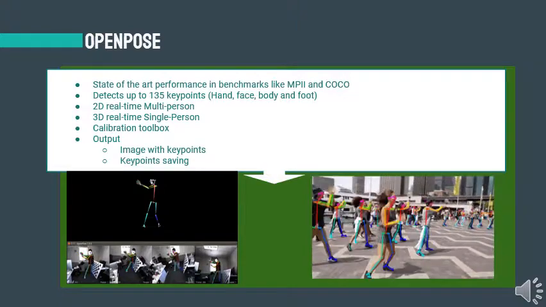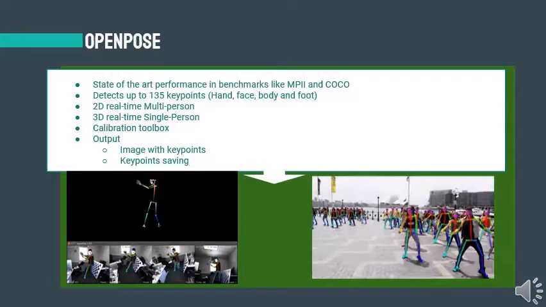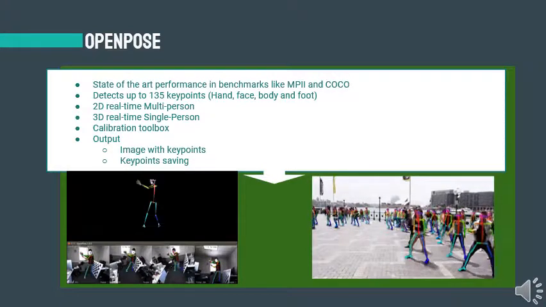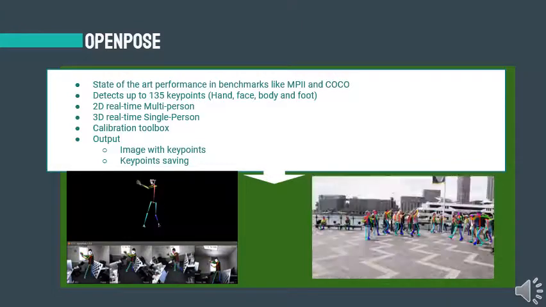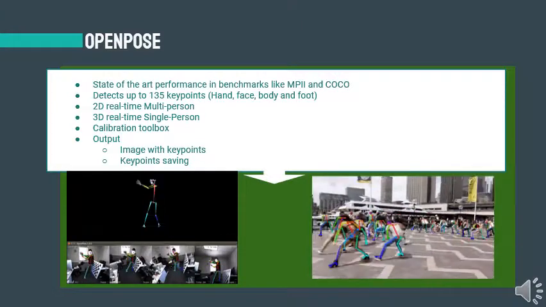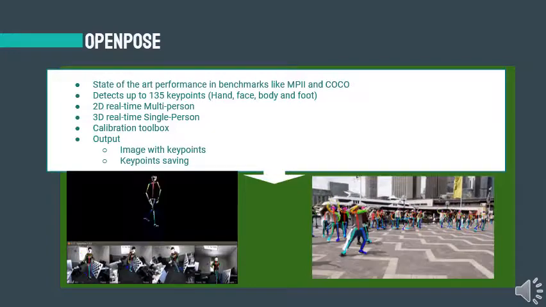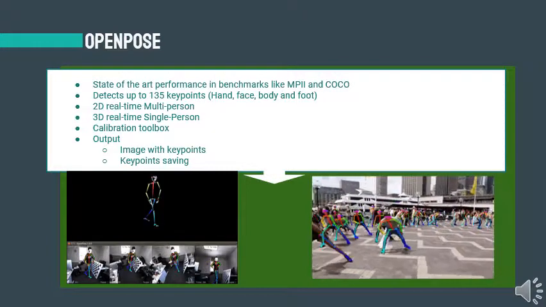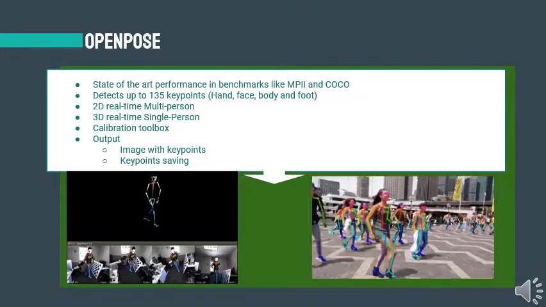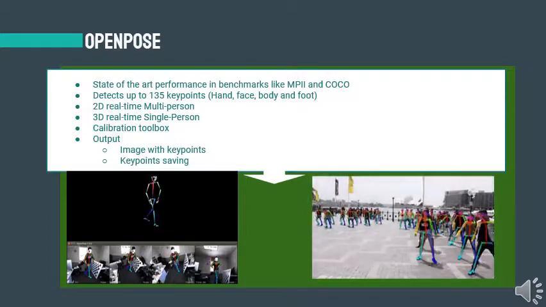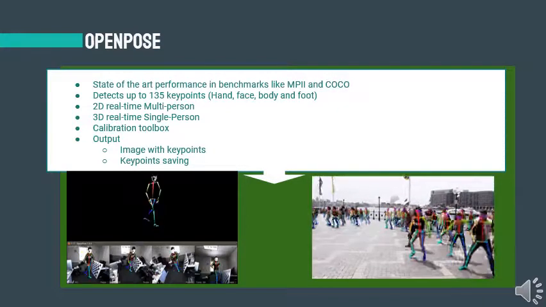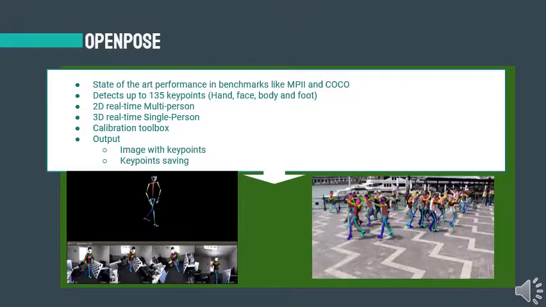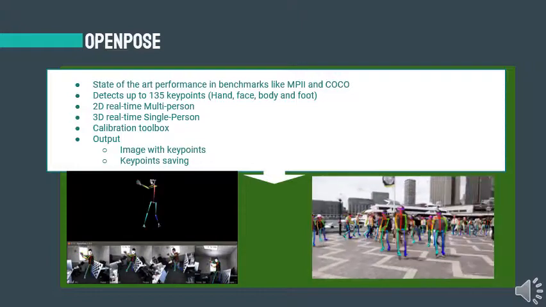In Openpose's 2D functionality, it detects multiple people in the same image and provides features for each of them. Those features per person are up to 25 body and/or foot key points, 21 key points per hand, and 70 key points to represent the face. It also does 3D real-time single-person key point detection, but we're only using the 2D functionality for now.